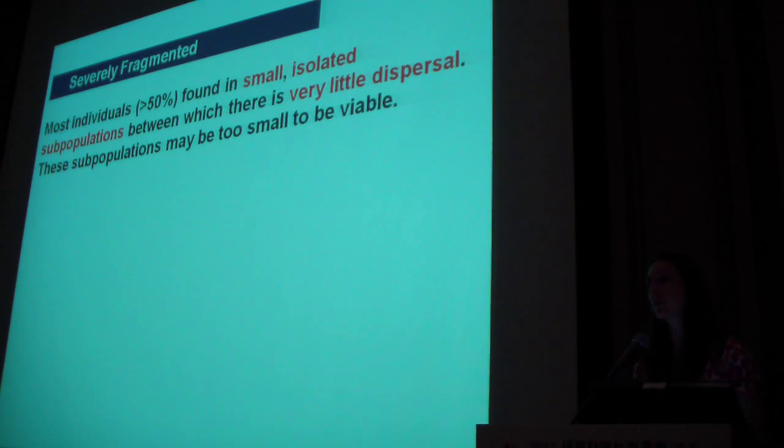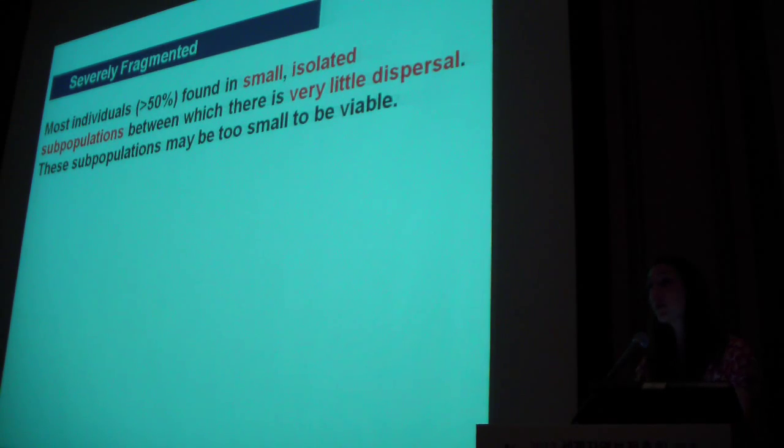Populations may be too small to be viable. So precisely, the populations are found very far apart, there's very little to no dispersal between them, and each of those individual subpopulations has an increased risk of extinction because it is so small that it may not be viable.